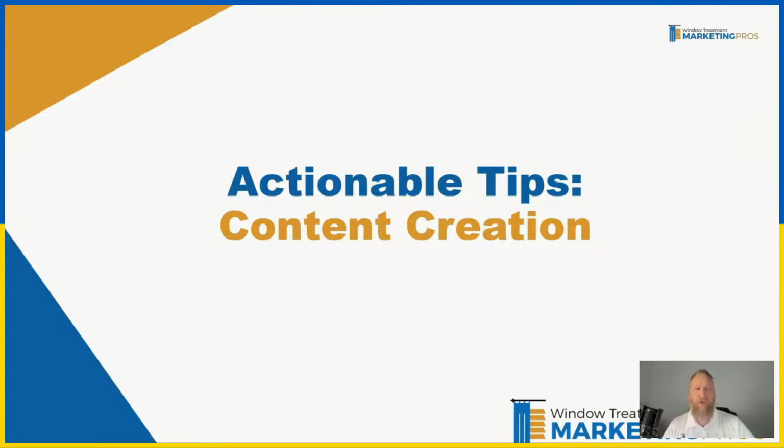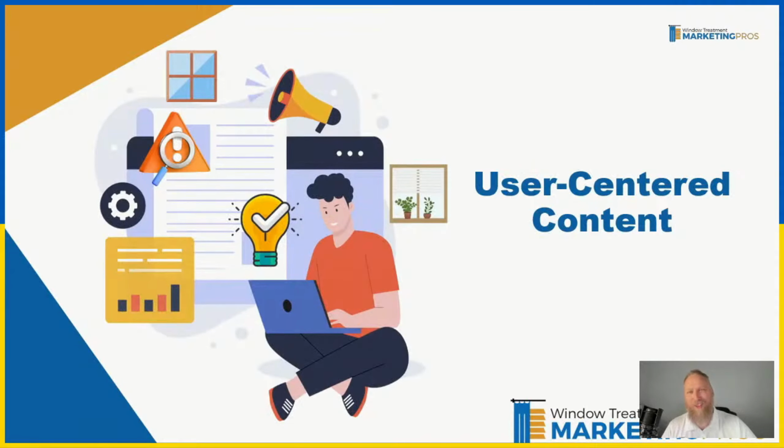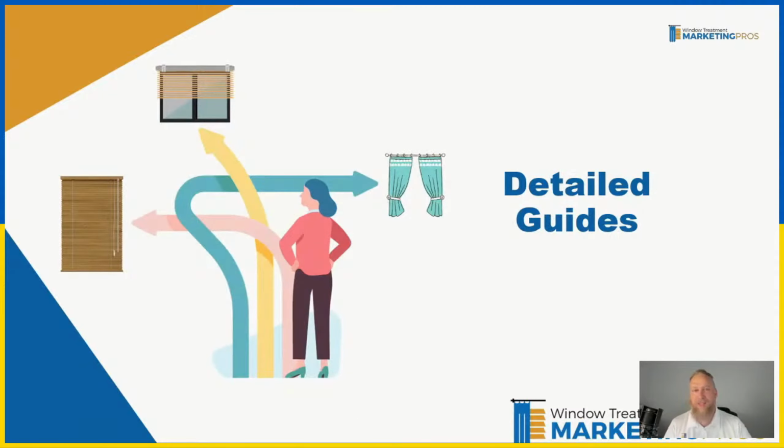Now let's talk about some actionable tips around content creation, things that you can do to create better, more helpful content. Obviously, user-centered. This is a big issue where you need to focus on problems and solutions that are specific to your industry. Talk about those things that are good, that are bad, how to resolve things, how to fix things that are not working well, or how to better use a product. Talk about benefits, of course, those sorts of things in relation to your overall content.